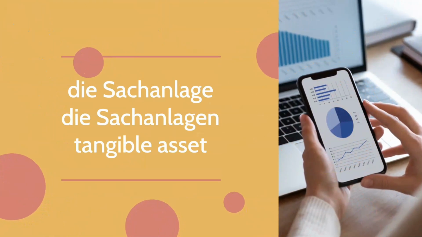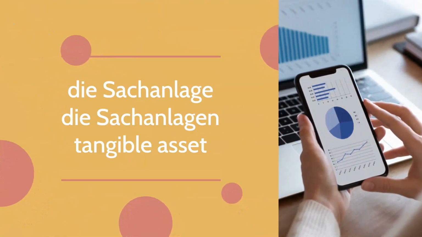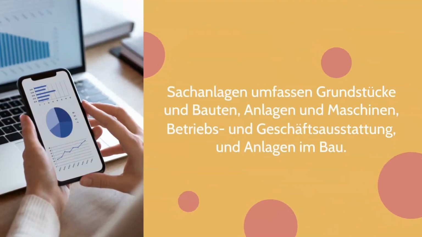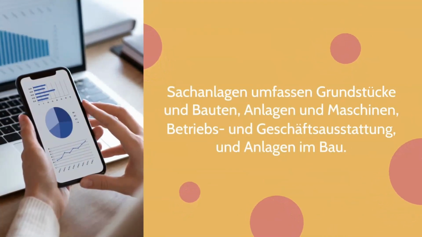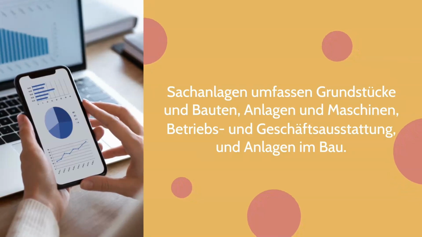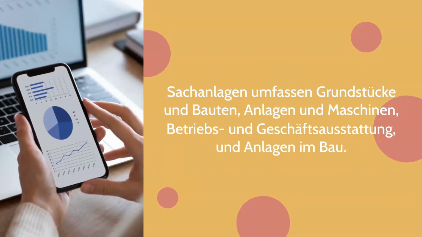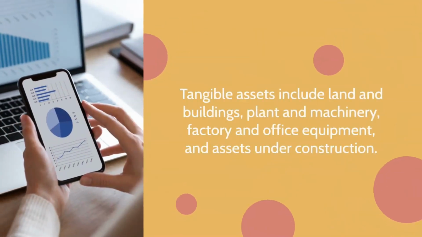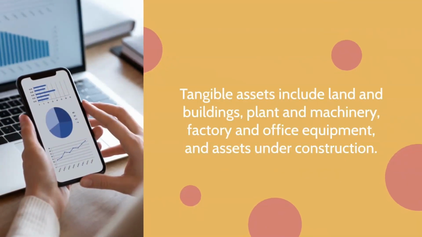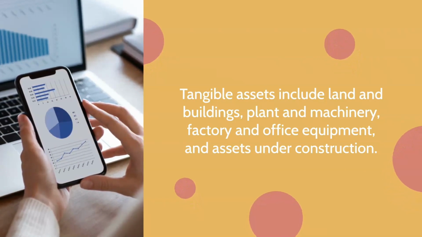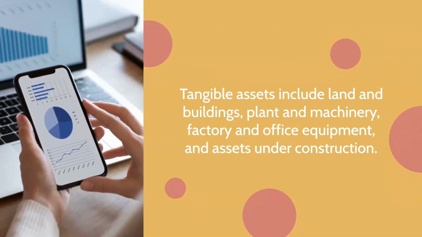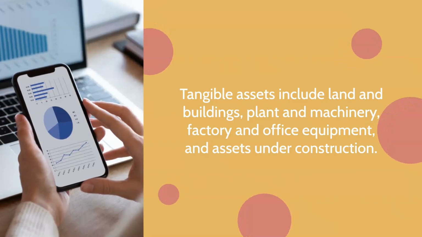Die Sachanlage, die Sachanlagen, Tangible Asset. Sachanlagen umfassen Grundstücke und Bauten, Anlagen und Maschinen, Betriebs- und Geschäftsausstattung und Anlagen im Bau. Tangible assets include land and buildings, plant and machinery, factory and office equipment, and assets under construction.